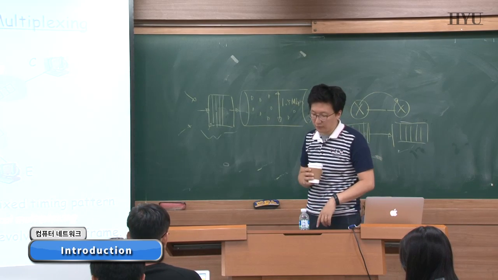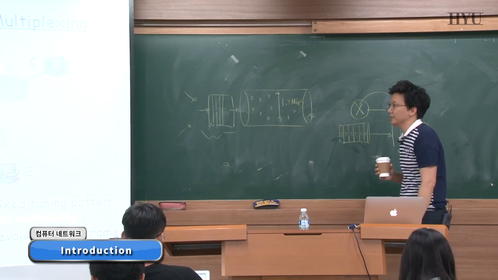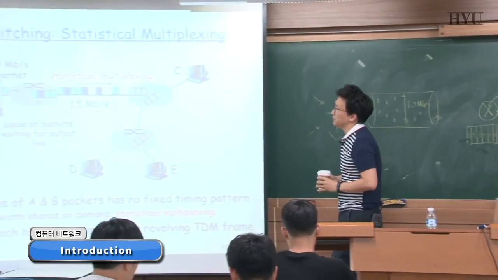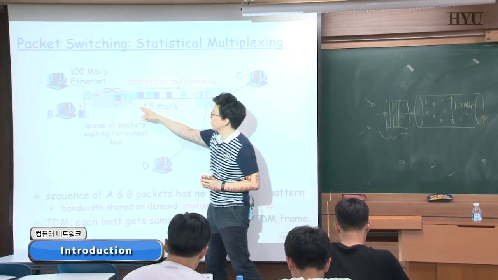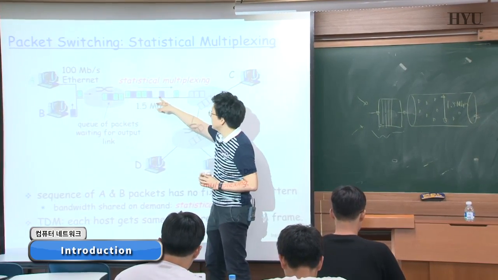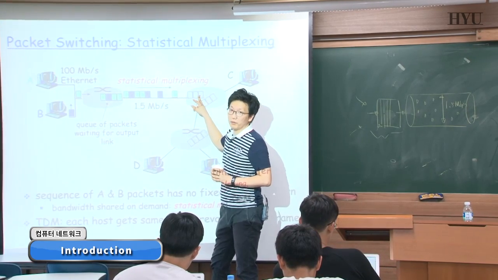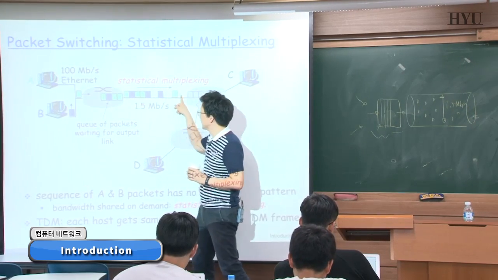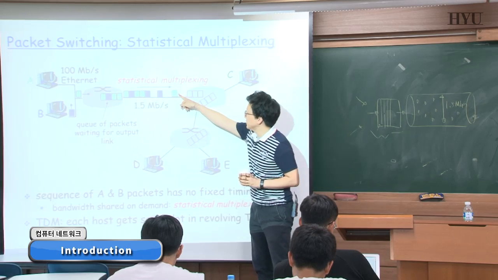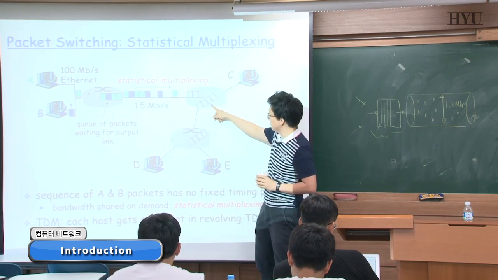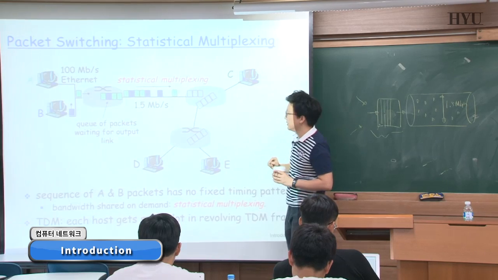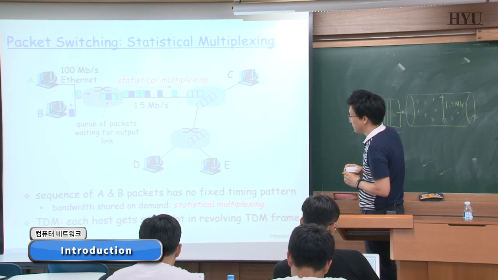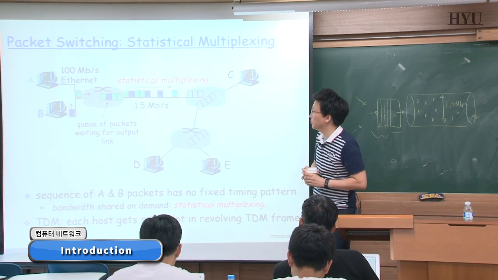I think the next few slides explain this all. I explained too much in the first slide. So a 100 megabits per second Ethernet cable is going to be on the queue in the router switch. It would take its chances to go whenever they can use the sharing. Queue packets waiting for the output link, like that. Whenever they have a chance, they would use this slot to go to the next location, another queue, and hopefully get there. The sequence of A and B packets has no fixed time patterns. Bandwidth share demands, statistical multiplexing. Statistical multiplexing, we will be discussing that.